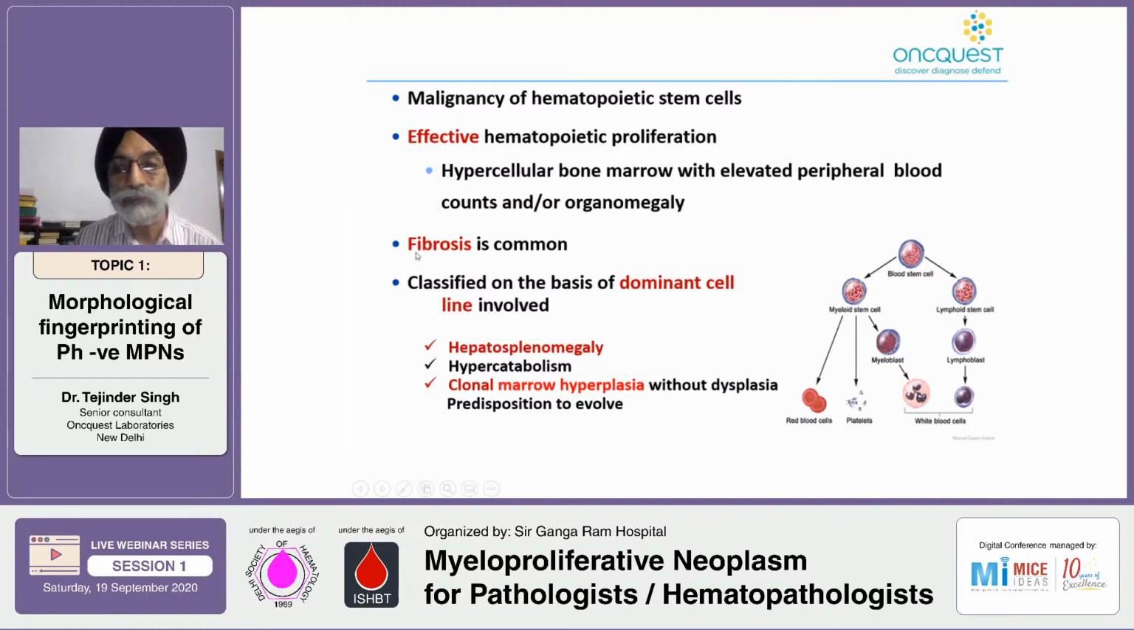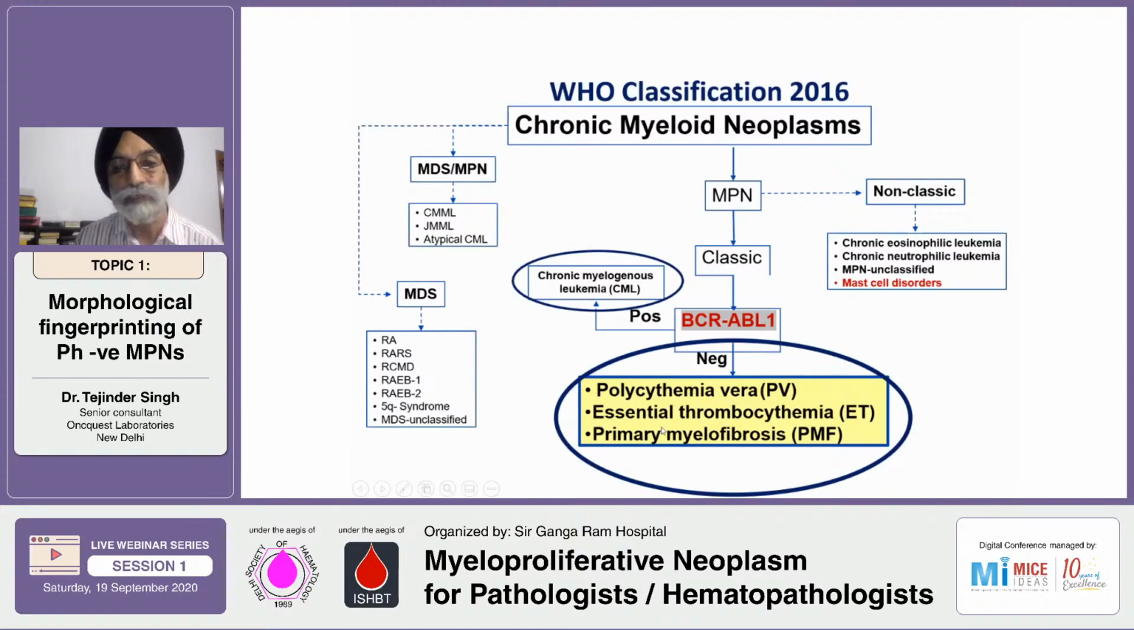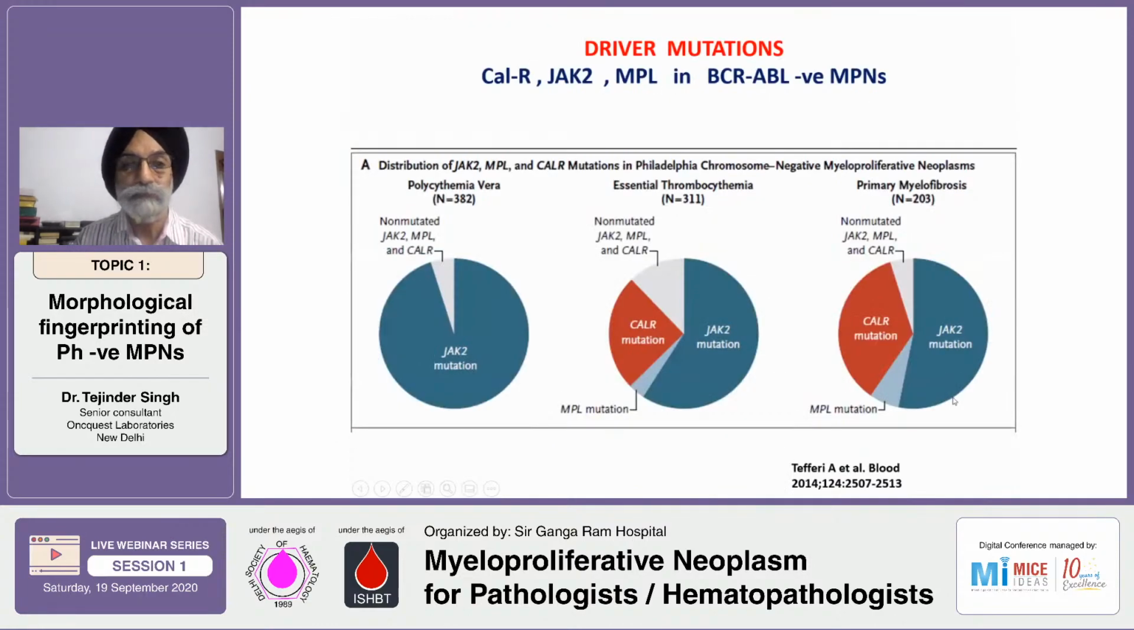Now, fibrosis is common in all of them, in some in initial stages, in others in late stages. All of them are associated with hepatosplenomegaly of a variable degree, and there's a clonal marrow hyperplasia without much dysplasia. Now, WHO classification of 2016 classified into 2 main groups. One is BCR-ABL positive, that is CML, which we are not discussing today. And then we have a major group of BCR-ABL negative, that is polycythemia vera, ET, and primary myelofibrosis.